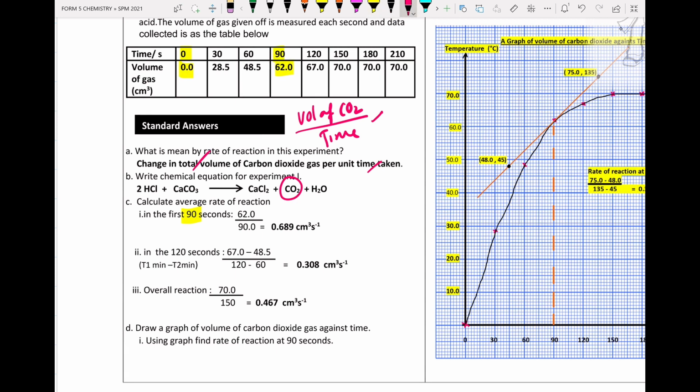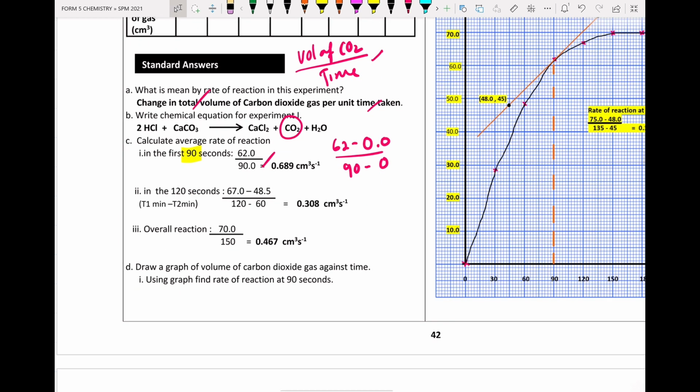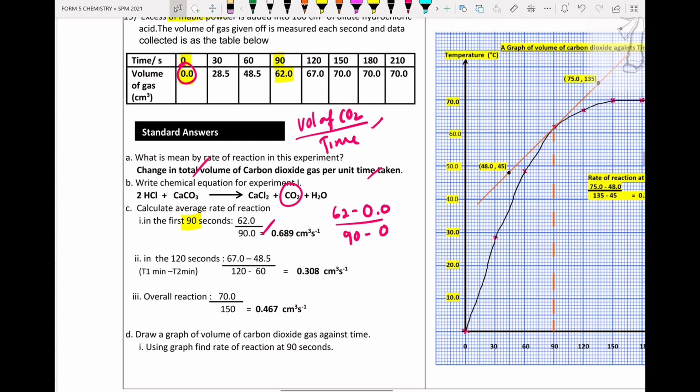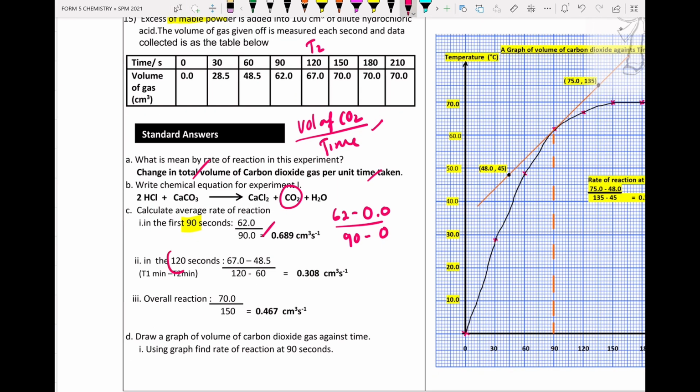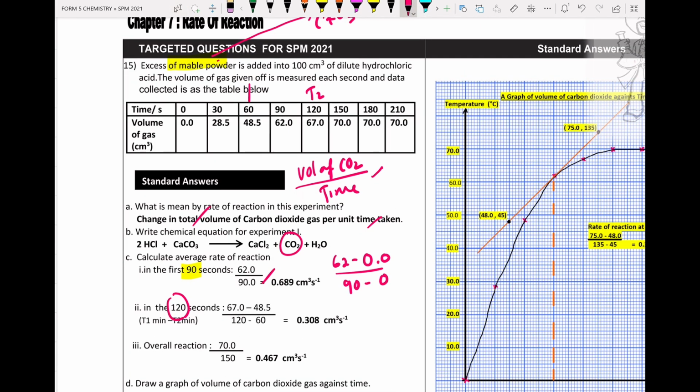We take the 62 minus 0.00, divide with 90 minus 0. So the answer is here. In the 120 second, 120 second will be 2 minutes. Where is 120 second? So 120 second is here. So this will be T2, 2 minutes. So what do we do in the 120 second? That means we have to minus T1.